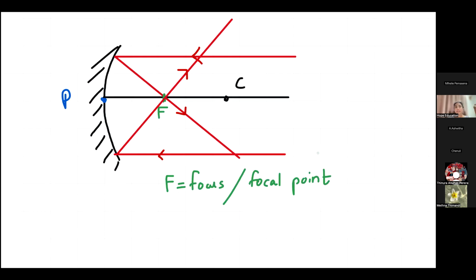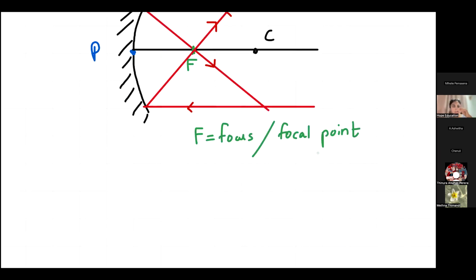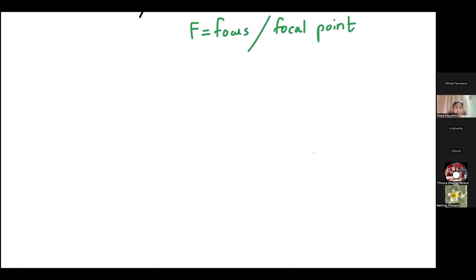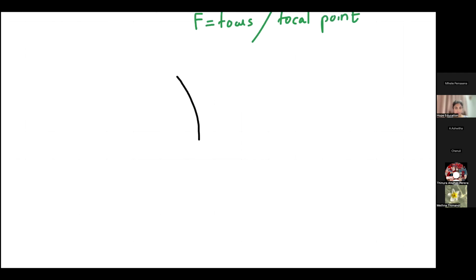Okay, so this is a concave mirror. What about a convex mirror? Now look at this one. A convex mirror is curved like this. It's curved like this.